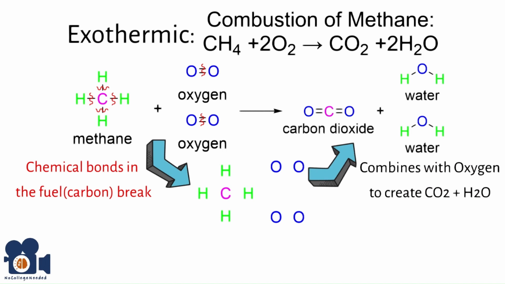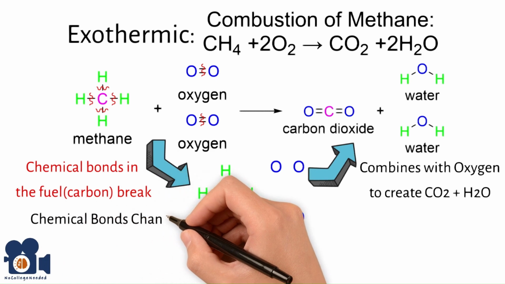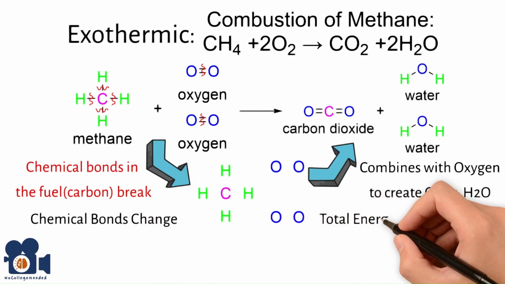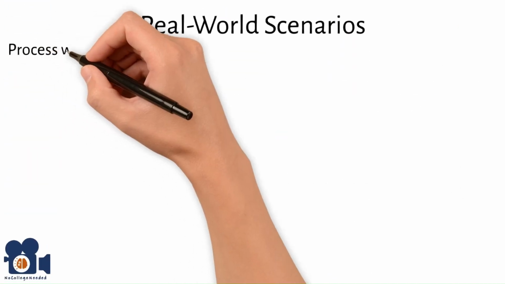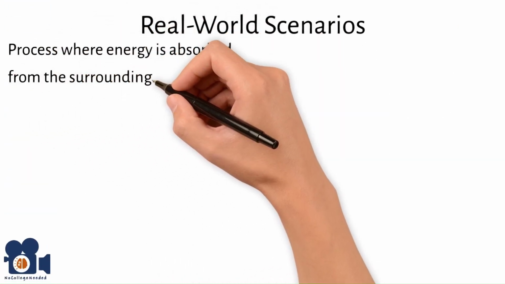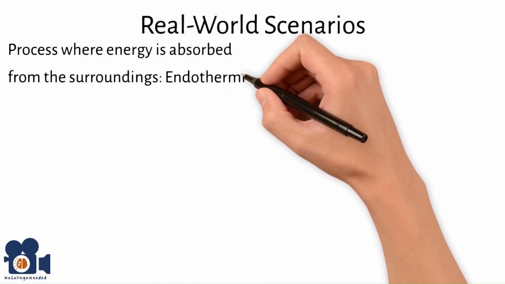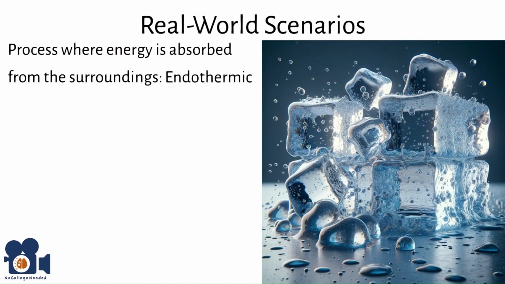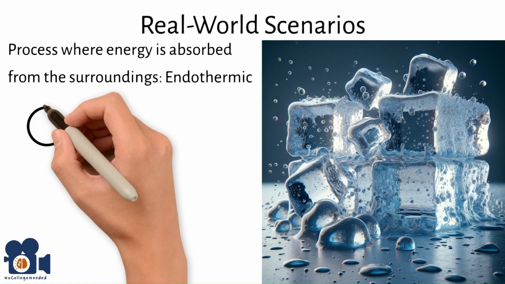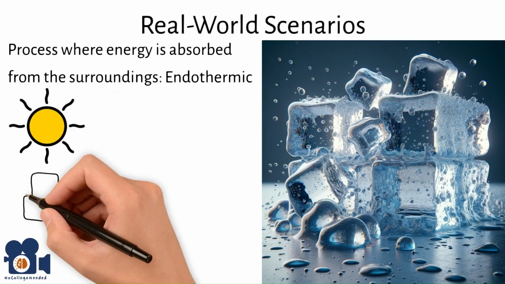The first law tells us that even though the chemical bonds change, the total energy within the system and its surroundings remains constant. Now consider a process where energy is absorbed from the surroundings. This is an endothermic process. For this, let's use the example of the melting of ice that involves the absorption of heat from its surroundings.